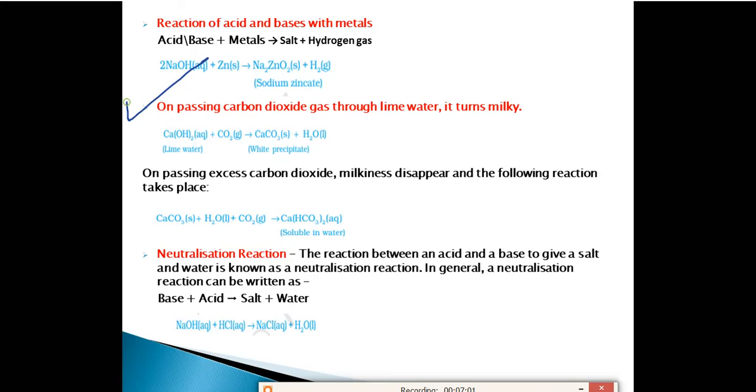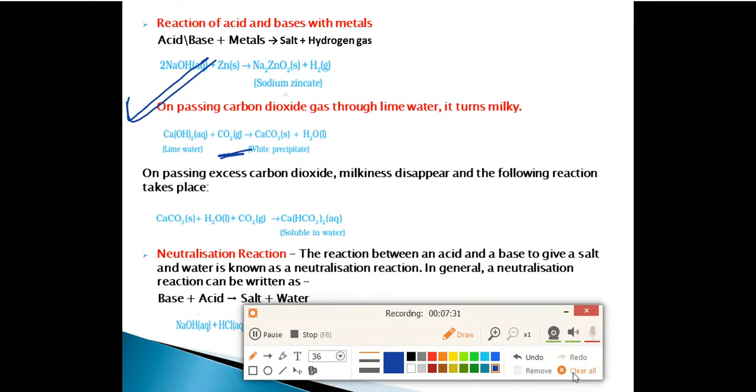Next one, this activity you have done in your junior classes also, and in 10th standard also. Whenever carbon dioxide gas is passed through lime water, what happens? Lime water turns milky, correct? So whenever we pass carbon dioxide gas through lime water, it turns milky. What is the formula for lime water? It is Ca(OH)2, calcium hydroxide. In that, when you pass carbon dioxide gas, CO2 gas, a white precipitate will form, which is not soluble in water.